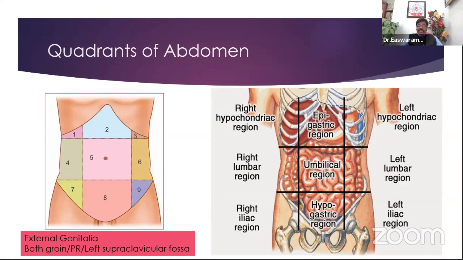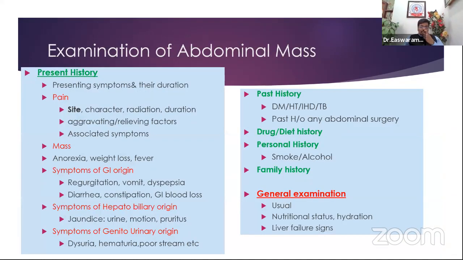Sir, I have examined the external genitalia, both groins, but I would like to do the rectal examination, and I have seen the left supraclavicular fossa in the general examination itself. So like that, these are all the areas which are extensions of the abdominal cavity. Okay, that also you should know.